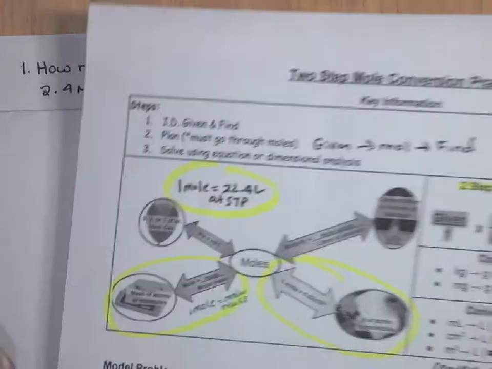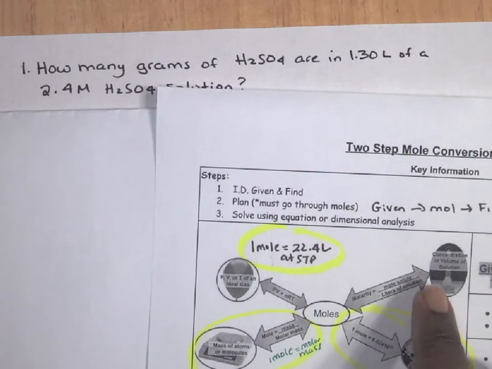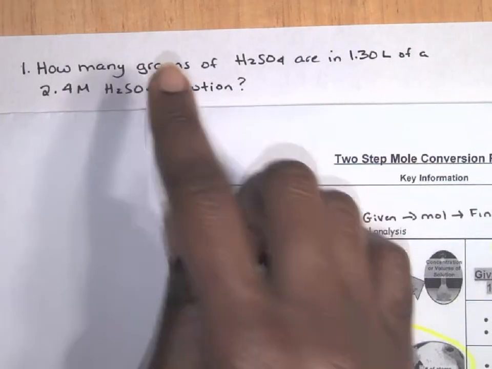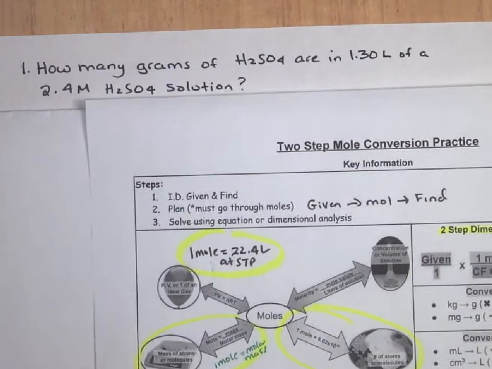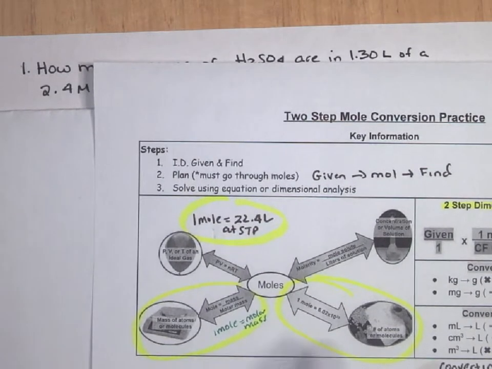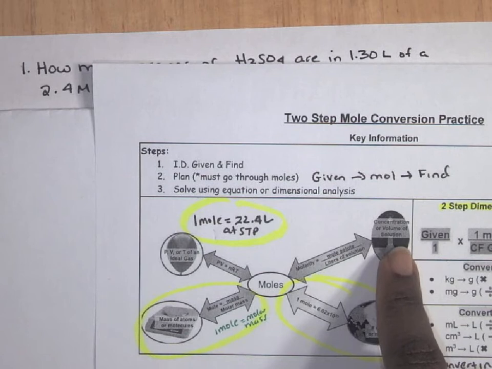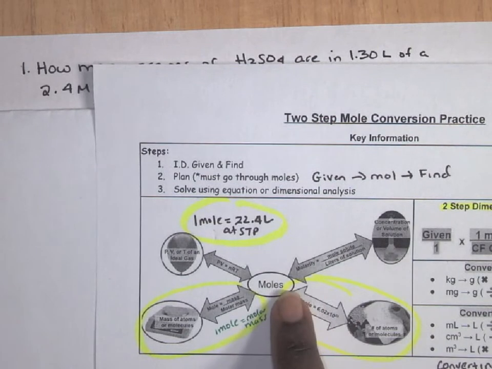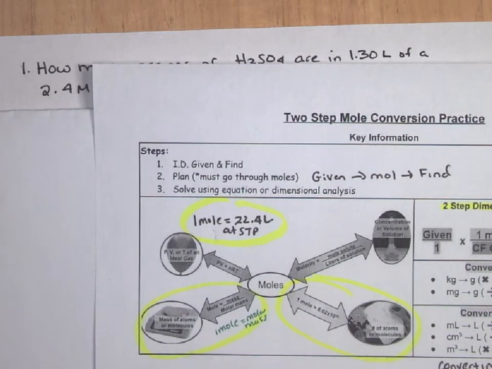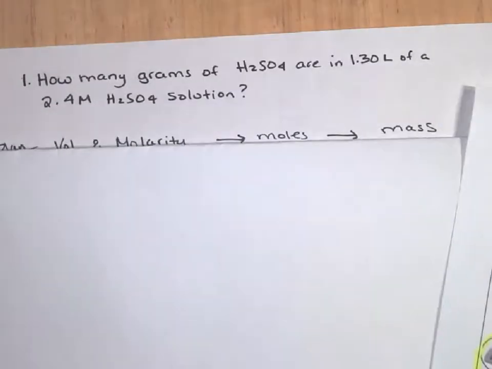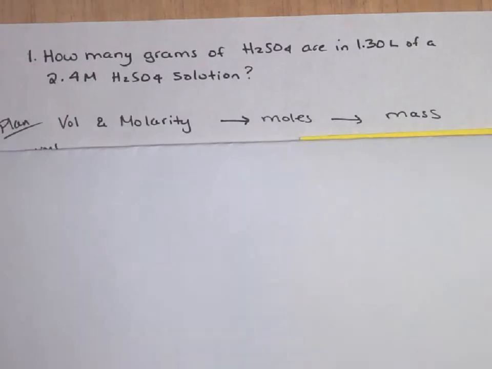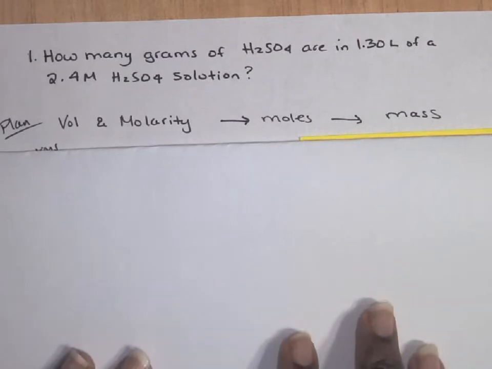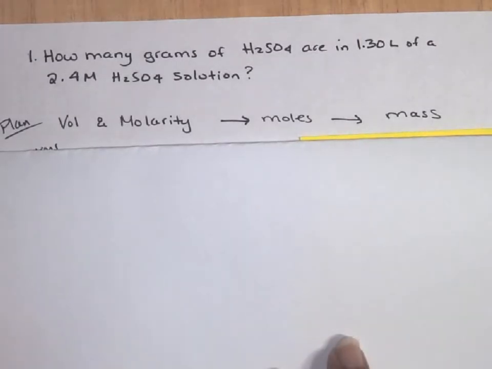So I'm starting here, and I'm asked to find the grams. That would be the mass. So I'm trying to get over here, the grams of H2SO4 in that solution. My plan is to go from concentration and volume to moles, and then from moles to mass. So this is the plan that I have mapped out. Okay, now let's look at how we can solve this problem using equations first.